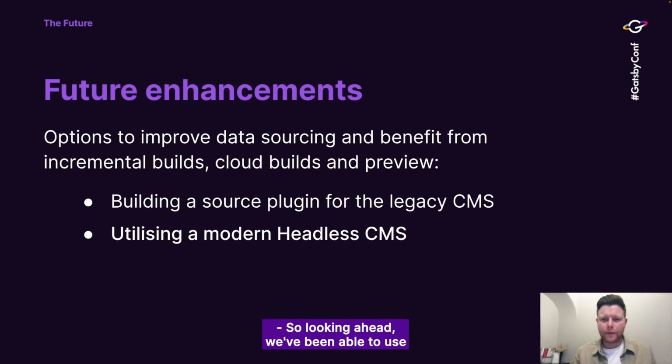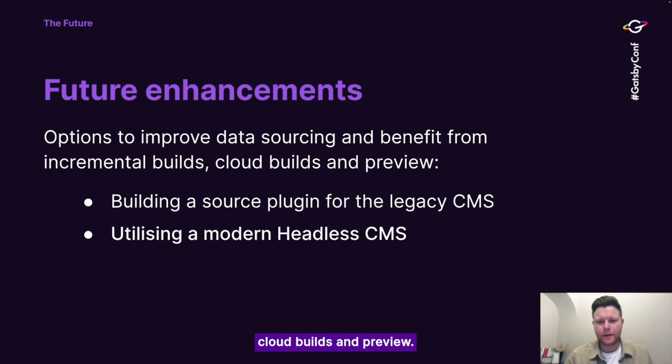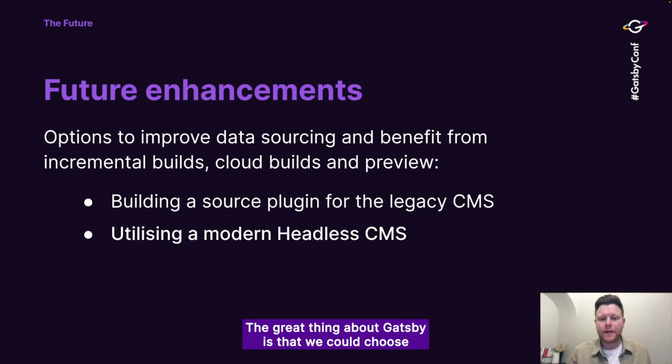So, looking ahead, we've been able to use some techniques to reduce build times. However, to make the most out of Gatsby Cloud, we'd ideally want to use incremental builds, cloud builds, and preview. To do this, we could look at building our own custom source plugin, something that will soon be getting easier with some new source plugin tooling on its way, so keep an eye out for that from the Gatsby team. Or we could potentially make use of many modern headless CMSs that are out there, in part or in full. The great thing about Gatsby is that we could choose to utilize a different data source set for, say, the blog, and give content editors an improved experience without actually having to change much on the site.